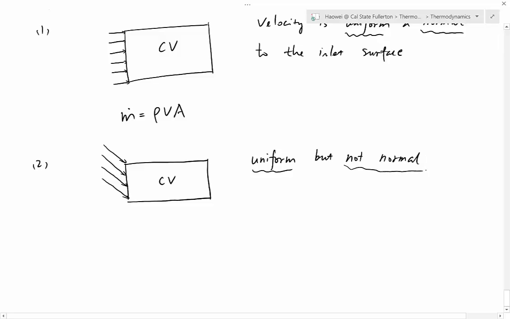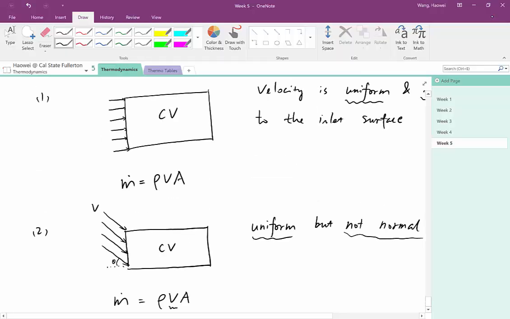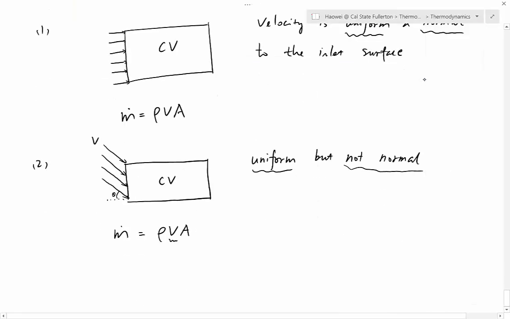So now, if we tell you the angle is theta, what should be the equation that you use to calculate mass flow rate at the inlet? Do we still use m dot equal to rho VA? No, we cannot do that anymore because the velocity V is at an angle, and not all of the V goes into the control volume. Why? You will understand better if you do this.